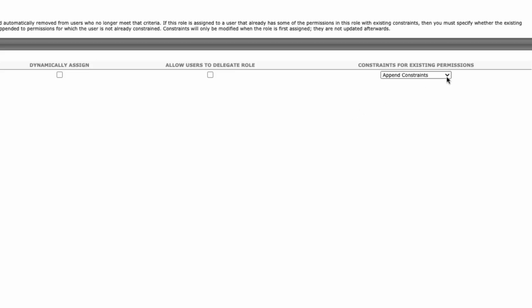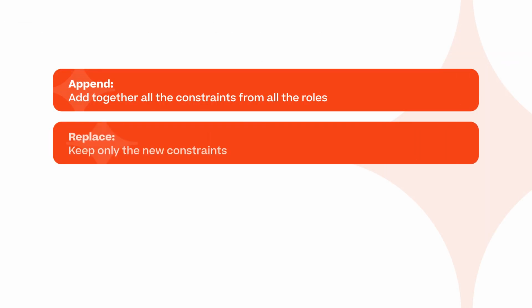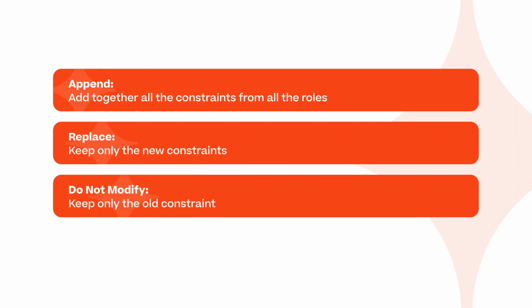Constraint settings determine how to handle users who already have one or more role permissions that may be in other roles. If those permissions are constrained, you can append them to add all constraints from the roles together. Replacing constraints keeps only the new ones. You can choose not to modify constraints to maintain old ones.